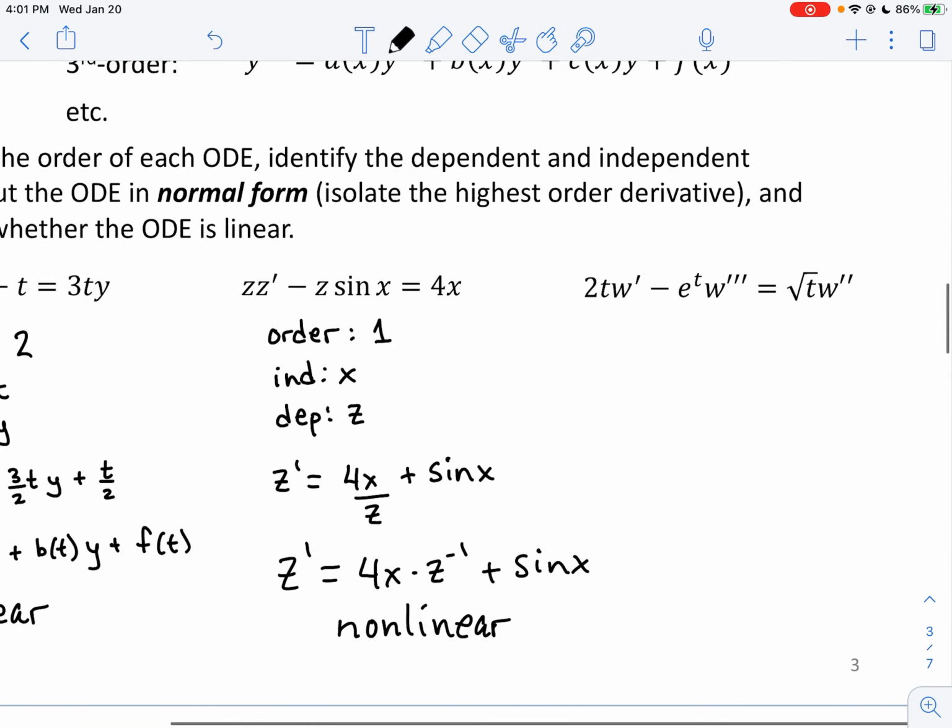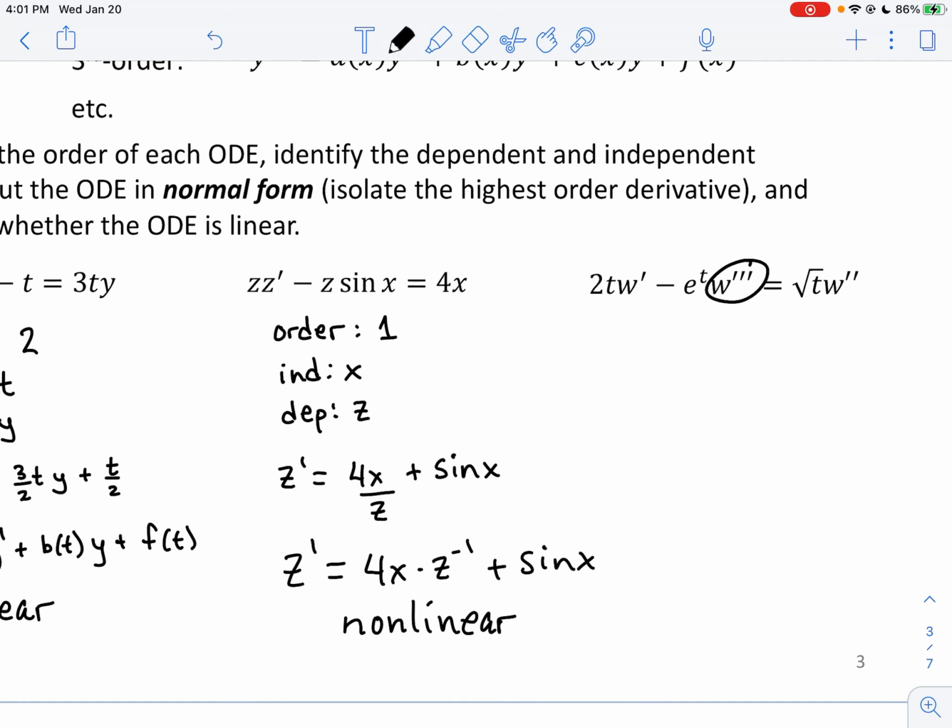All right, let's do this last one. The thing that jumps out to me right here is that w triple prime. So we have a third derivative involved here. So this is order 3. The independent variable is going to be the t then, and the dependent variable will be the w's.